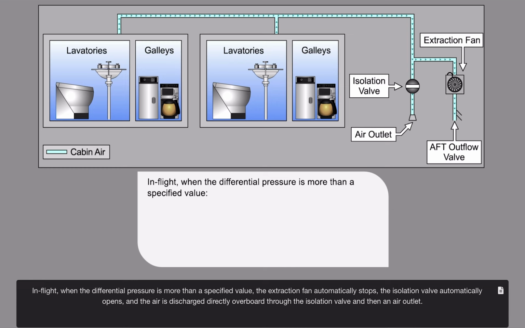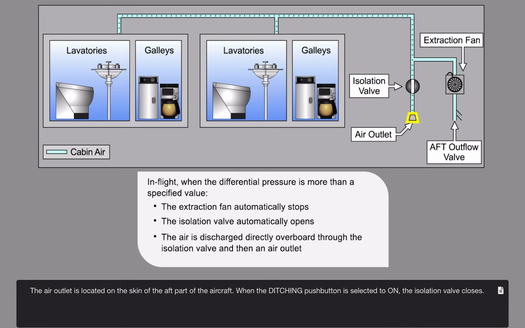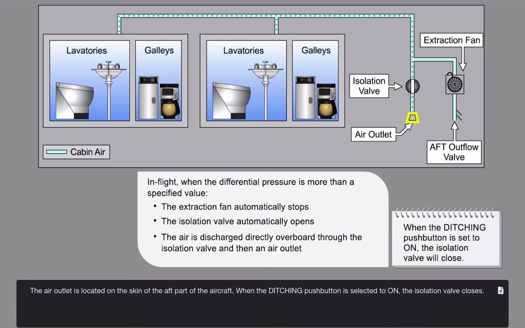In flight, when the differential pressure is more than a specified value, the extraction fan automatically stops, the isolation valve automatically opens, and the air is discharged directly overboard through the isolation valve and then an air outlet. The air outlet is located on the skin of the aft part of the aircraft. When the ditching push button is selected to on, the isolation valve closes.